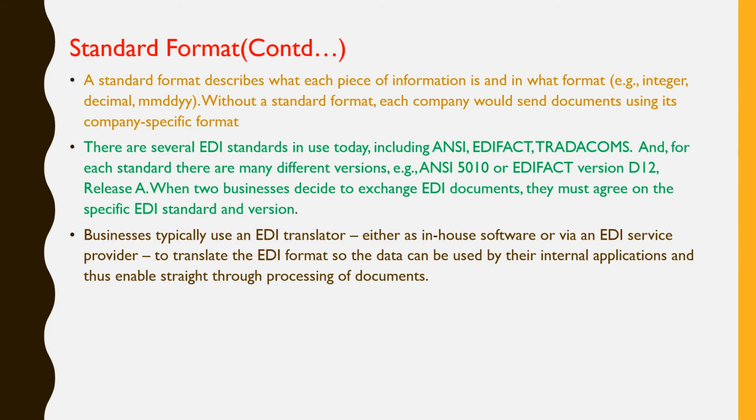A standard format describes what format each piece of information is in, for example integer, decimal, month, date, year. Without any standard format, each company would send documents using its own company-specific format, and different companies would follow different formats. For example, the top corner has the company logo and company address, and in the middle of the paper is the description of the product.